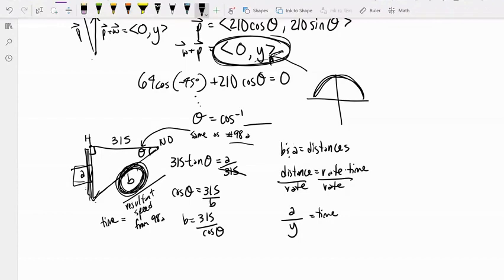Okay, so I know I just threw a lot at you. If you need to, stop, rewind, rewatch. To find the time for this part of your journey, you're going to find the distance and divide it by the resultant speed, which you already did in 98A. To find the time for this part, you're going to find this distance and then divide it by your resultant speed from 99. And then add those two times up in order to find the total time.